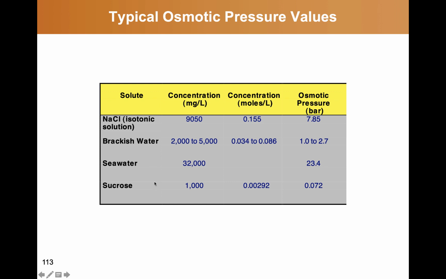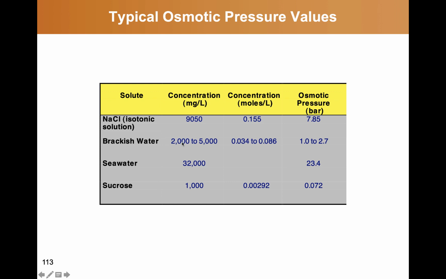To give you some ideas of what values of osmotic pressure are typically observed in nature. So if you had a sodium chloride solution that is isotonic, and that means that it would have the same osmotic pressure as your blood, you would need about this much sodium chloride in pure water to make a solution that has the same osmotic pressure as your blood, and that would have an osmotic pressure of about 8 bars. So think about that the next time you're walking around. Your little osmotic pumps within your bloodstream, the osmotic pressure is about 8 bar.